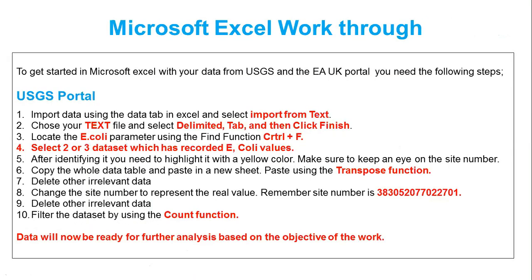Okay, let's start with the Microsoft Excel walkthrough. After we have downloaded the data from the USGS portal, we have the following steps. The first step is to import the data using the Data tab in Excel and select import from text. Second, choose the text file, select delimited tab, and then click finish. Third, locate the E. coli parameter using the find function, Control F. Fourth, select 2 or 3 data sets which have recorded E. coli values.